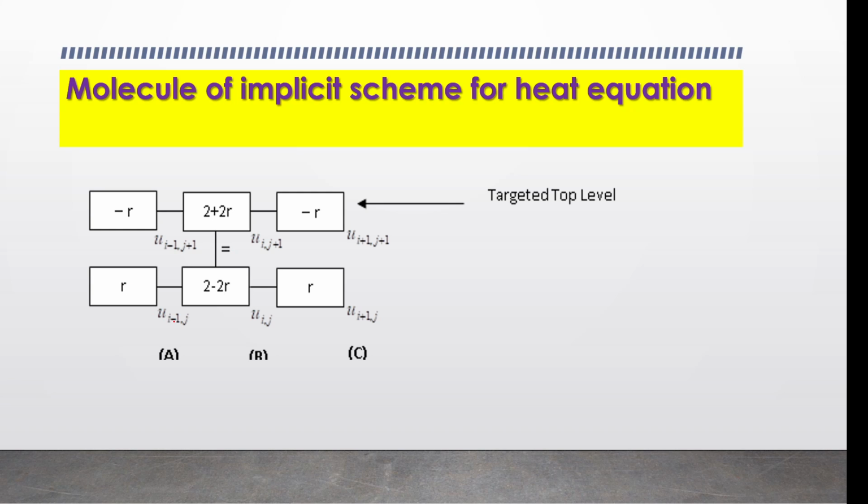equal to r times u_i-1,j, and then 2 minus 2r times u_ij, and then r times u_i+1,j, where u_i-1,j, u_ij, u_i+1,j are the left bottom, center bottom, right bottom, which we can denote in the calculator as a, b, c.